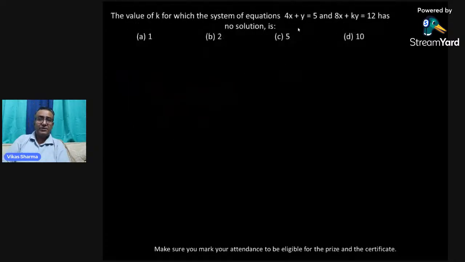The value of k for which the system of equations 4x plus y is equal to 5 and 8x plus ky is equal to 12 has no solution. Then what is the value of k? That is what you need to find out. Come on. The value of k for which the system of equations 4x plus y is equal to 5 and 8x plus ky is equal to 12 has no solution is what? Answer, he says, is 2, which is option number B.